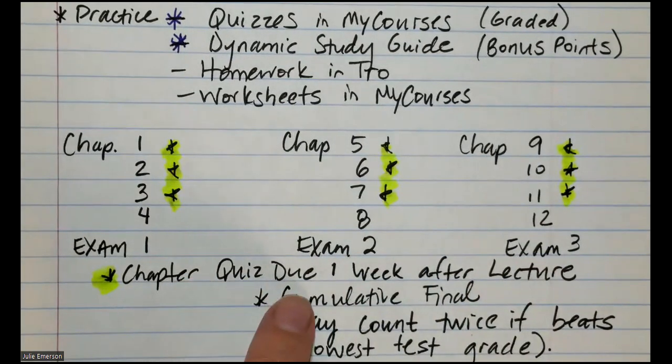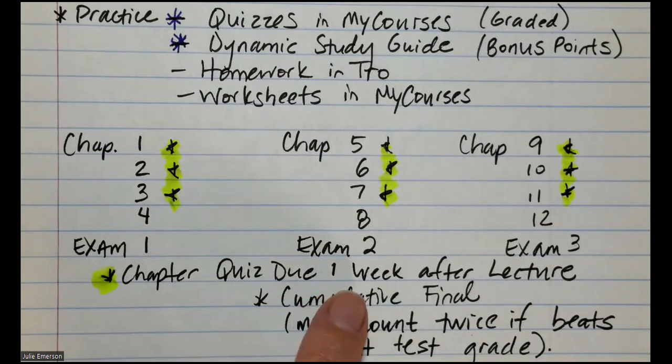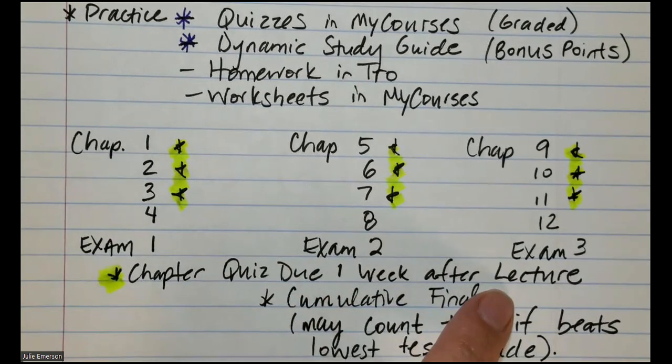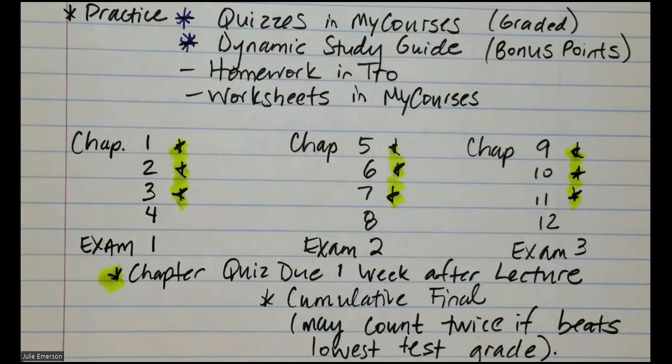Then your chapter credit quiz is always going to be due 1 week after we finish it in lecture. So for example, we're doing chapter 1 today. And so that means by next Monday at midnight, which I know is Memorial Day, your chapter 1 credit quiz will be due by midnight. All right. And then Tuesday, I'll get it graded.